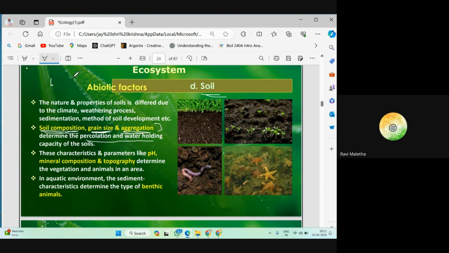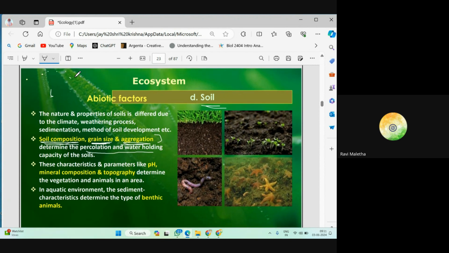Similarly, grain size. Now let's assume small grain size is there. So more water will be absorbed by this soil because much space will be present between these small soil particles. But if large soil particles are present, only a small quantity of water can be stored in between these soil particles. So grain size, soil composition, these all determine the percolation and water holding capacity.